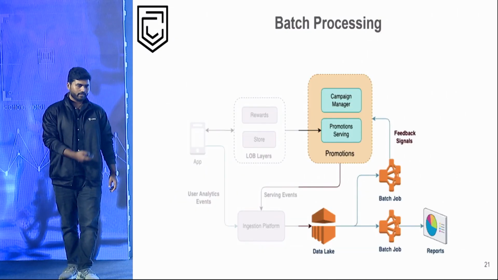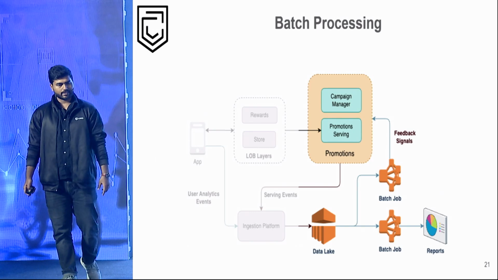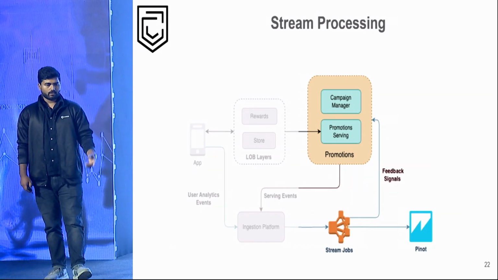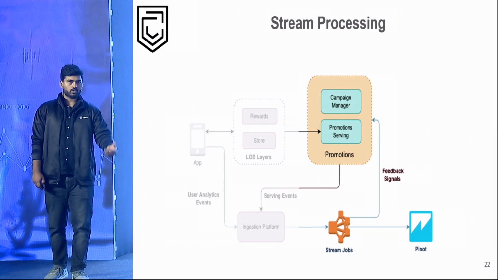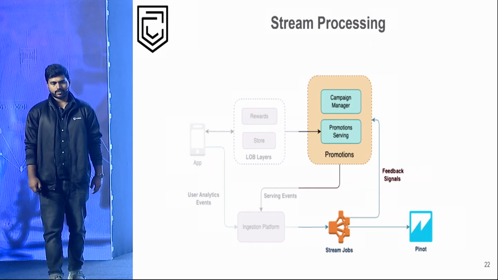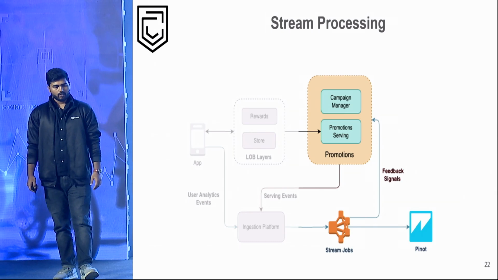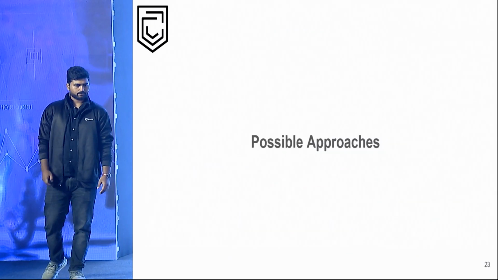So this was earlier: we had a data lake and a batch job for the feedback signal. We just introduced stream jobs for the feedback signal. And that would also push to Pinot for some real-time analytics and directional understanding of how the content is working in terms of CTRs and view-through rates.